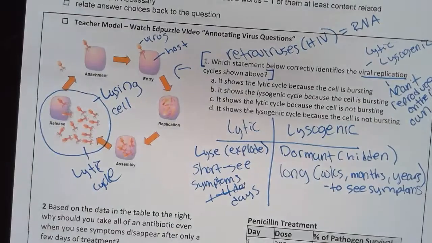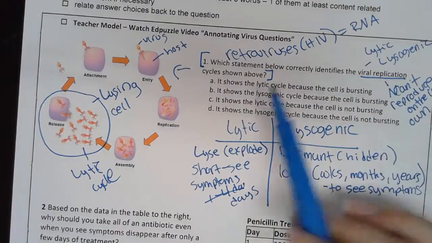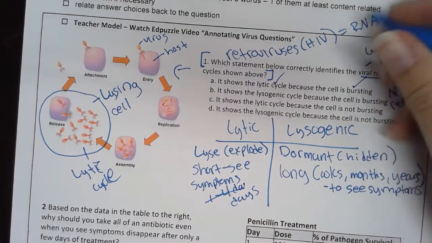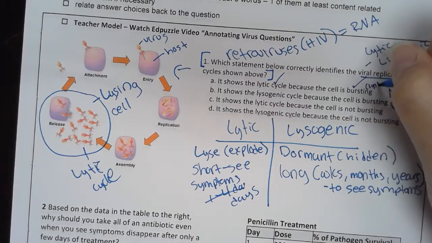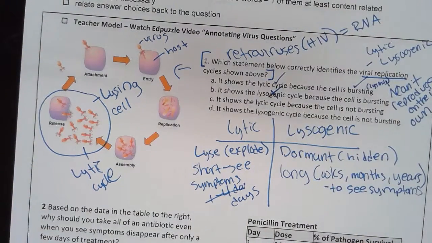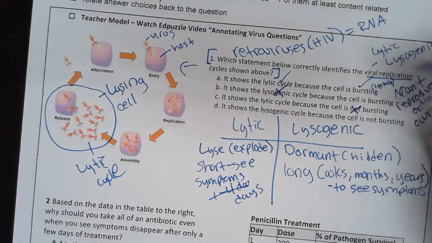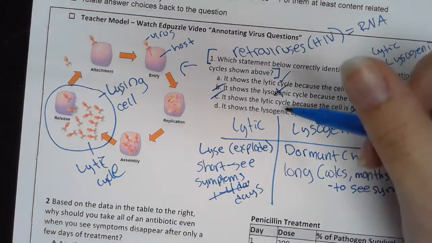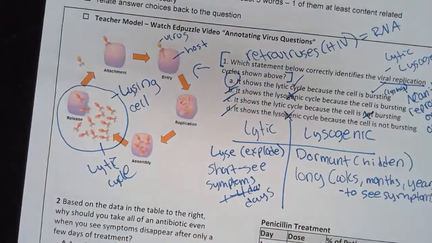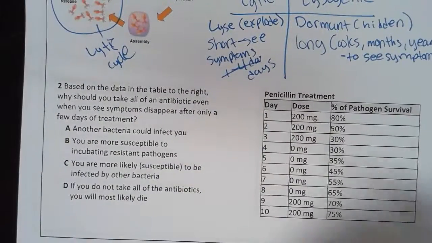Okay. So now I get to match what I've just annotated to my answer choices. It shows the lytic cycle because the cell is bursting. That seems correct to me. Bursting is lysing, same thing. It shows the lysogenic cycle. It does not show the lysogenic cycle. It shows the lytic cycle because the cell is not bursting. That is untrue. It's not B or C. It shows the lysogenic cycle. It is not the lysogenic cycle, so therefore my answer is A. All right, move on to number 2.